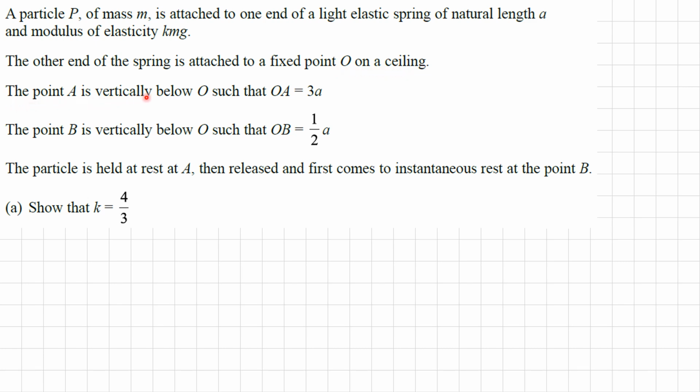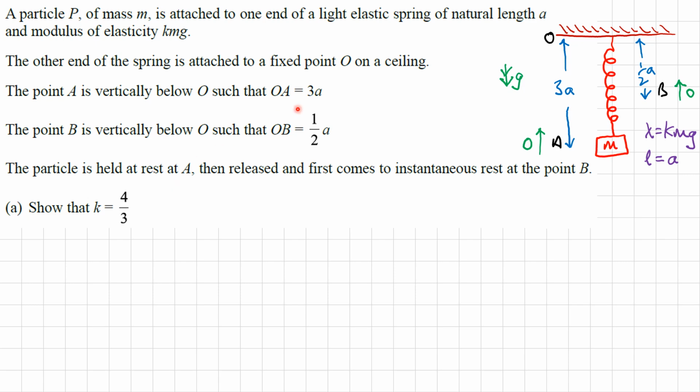The other end of the spring is attached to a fixed point O on a ceiling. The point A is vertically below O such that OA is 3a. The point B is vertically below O such that OB is equal to half a. The particle is held at rest at A, then released and first comes to instantaneous rest at the point B. Show that k is equal to 4 over 3.